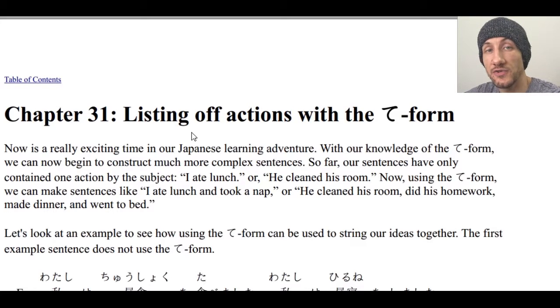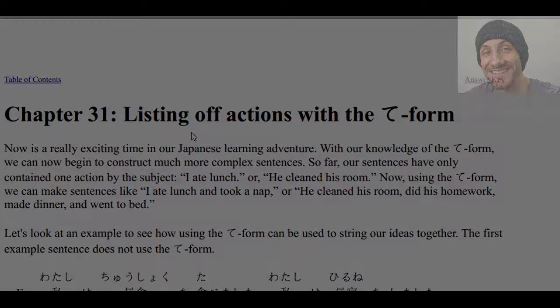All right, in chapter 31, we're going to learn how to use the te form to list off actions. Today we learned how to use the te form to give a command, and next time we're going to see how to use it to make a list of actions that we have done. So maybe I went home, took a shower, studied Japanese, and went to bed. We can use the te form to express this idea. So we'll look next time how to do that, and we'll see you then. Thanks for watching. Mata ne.